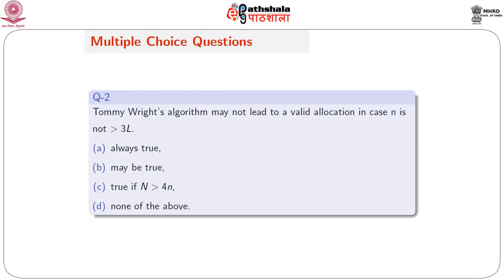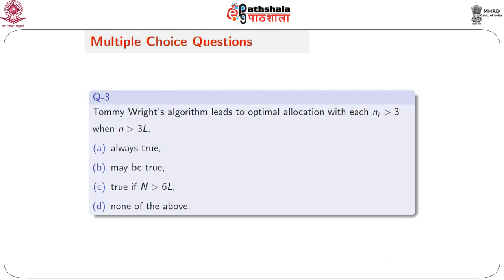What is the next one? Tommy Wright's algorithm leads to optimal allocation with each ni more than 3, when n is more than thrice L. Is it always true? Maybe true. True if capital N is more than 6L, and none of the above. There are all kinds of weird questions and weird options given here.